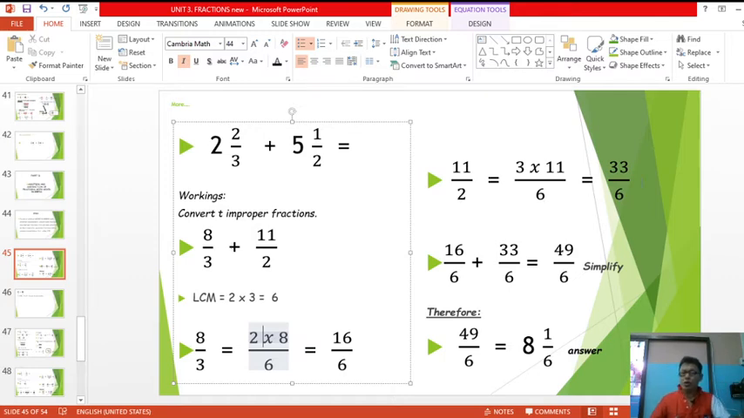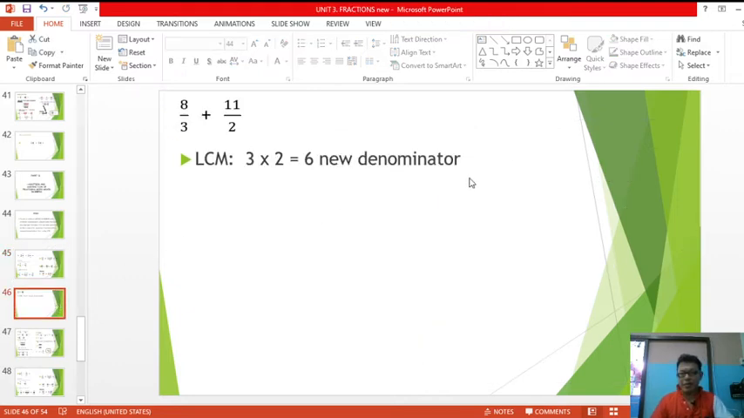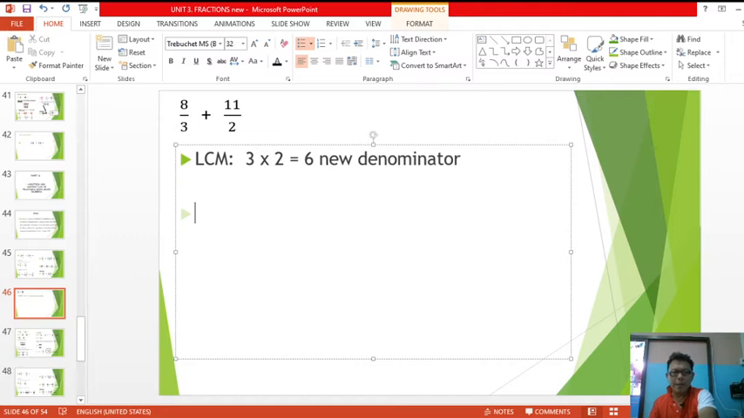After that, you put these equivalent fractions together because they have the same denominator, so that you can process the operation, which is addition. Look at that. We add 16 plus 33, which is 49. Of course, our denominator is 6. Now, after you have this, you have to simplify this answer. How do we simplify this? Again, I will show it to you. You just divide 49 by 6.